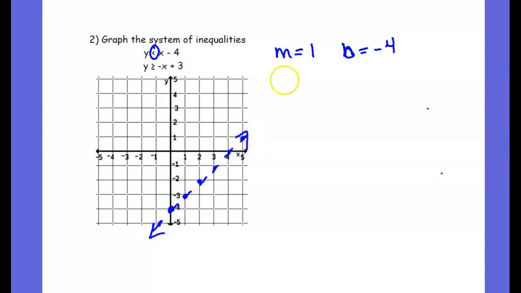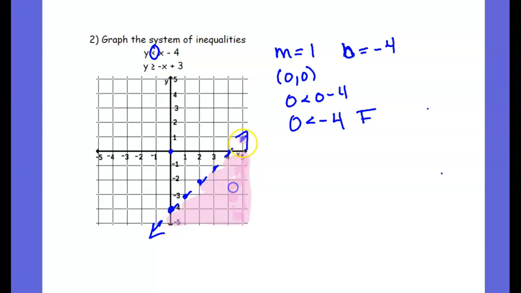All right, and then we're going to check the point 0, 0. So we plug it in, we get 0 is less than 0 minus 4. 0 is less than -4. That's a false statement. Okay, so because that's false, that means we're going to shade the other side of the line. So we go over here and we're going to shade here. We're not going to shade on the 0, 0 side.